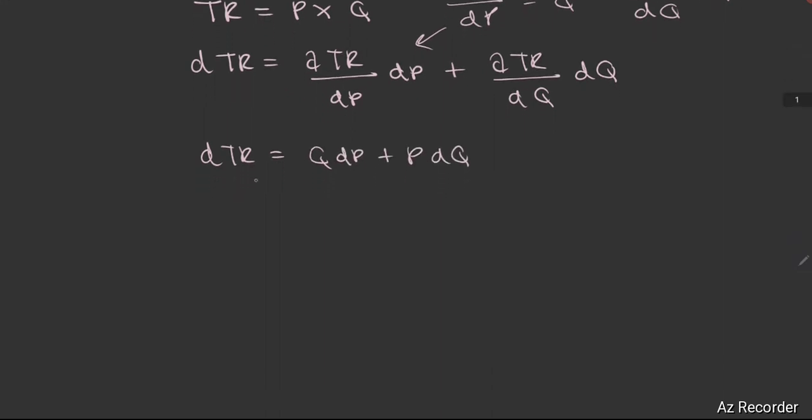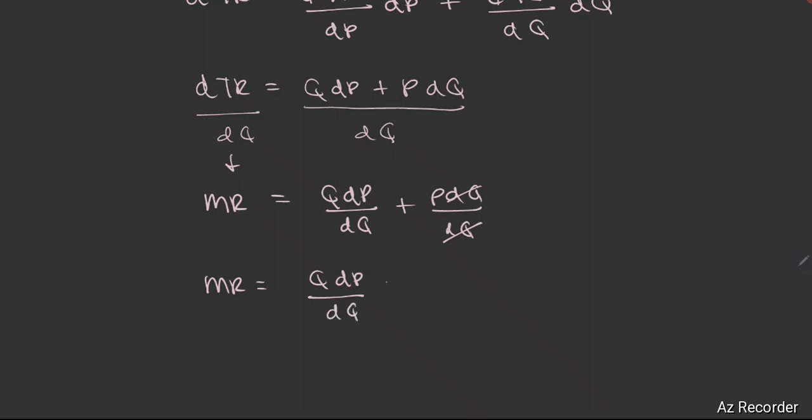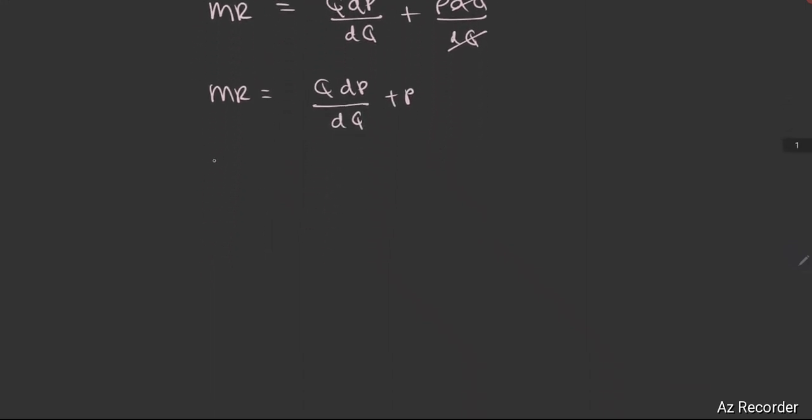Then we want to divide this whole thing by dQ. We notice that dTR by dQ is equal to marginal revenue. Q dP by dQ, add P dQ by dQ. These dQs cancel, so we get marginal revenue is equal to Q dP by dQ, add P. And then if we factor out P, we get marginal revenue is equal to P times Q dP by dQ all over P, add 1.